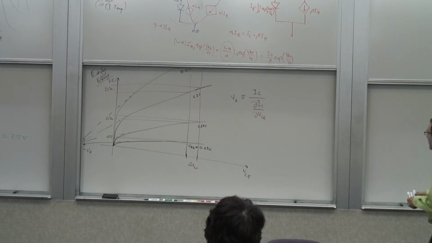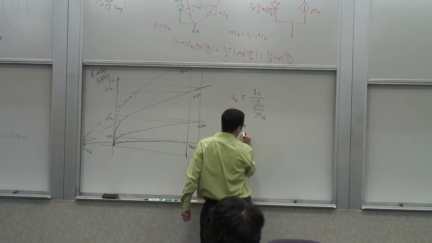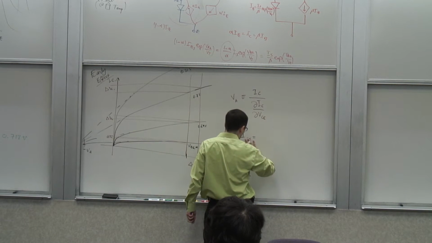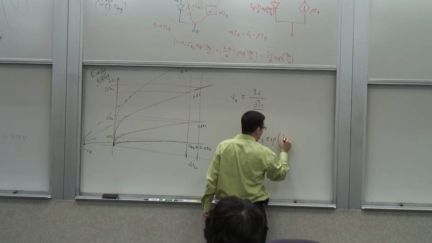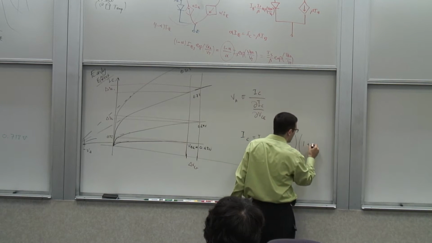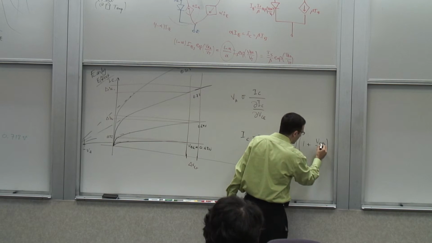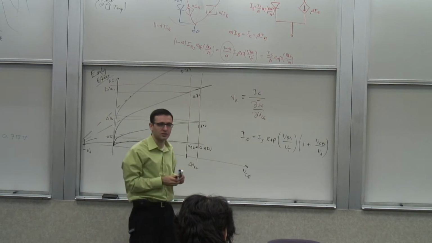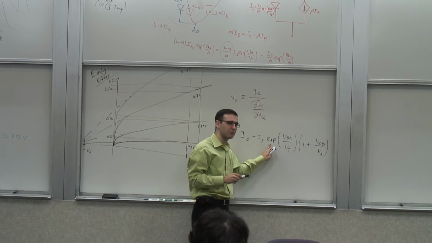VCE, right? The collector emitter voltage. And you can see it's a linear thing, so you can capture it and modify your collector current expression in the following form. This was the original expression we had, VBE over VT. Now you can add a second correction term, which is VCE over VA, to account for this.